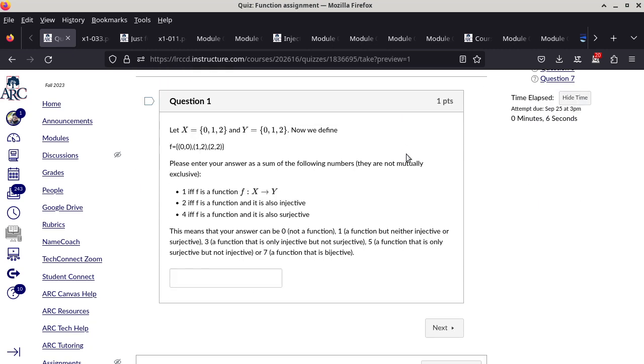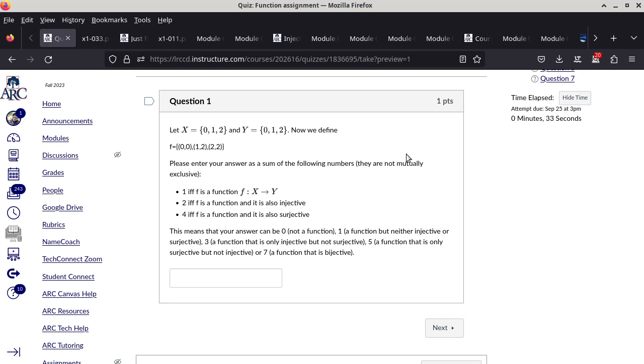All right, so the questions basically use a bit field method to encode whether f is a function. If f is a function, add 1 to the result. If f is a function and is also injective, add 2. And if f is a function and also surjective, add 4. So you can have 0 as a possible answer if f is not even a function to begin with.